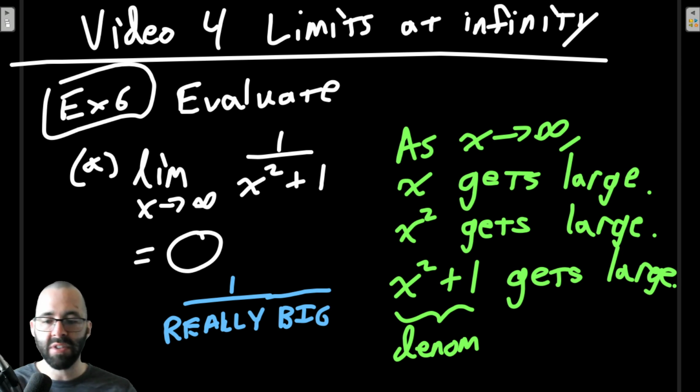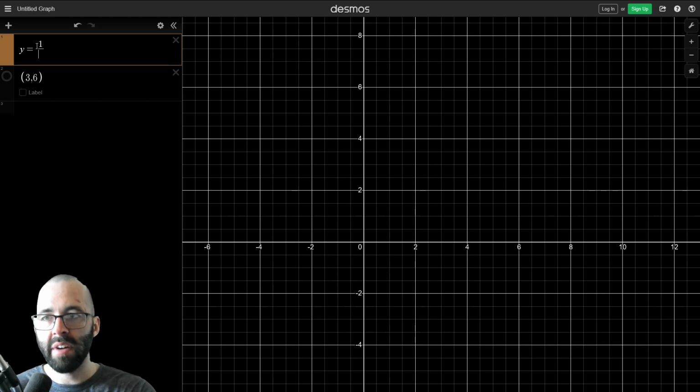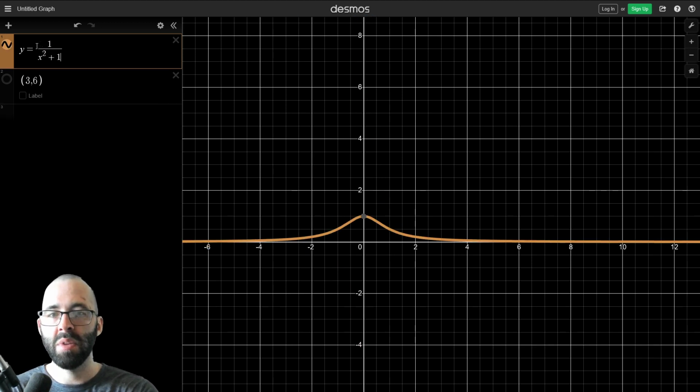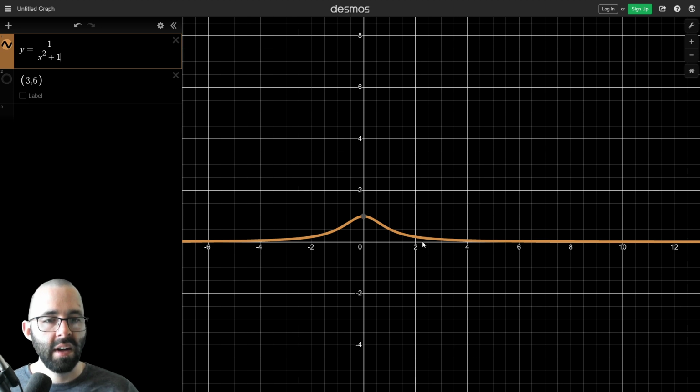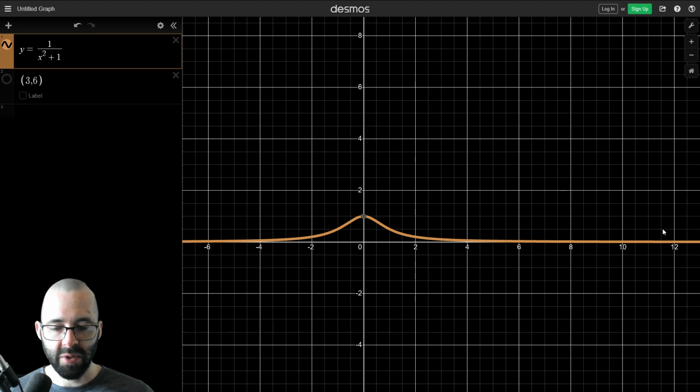And we can see this graphically as well. Let's look at this function. 1 divided by x squared plus 1. As x goes off to the right, look at those y values. Y values are getting closer and closer to 0. All right, and that's just kind of what's going on here.